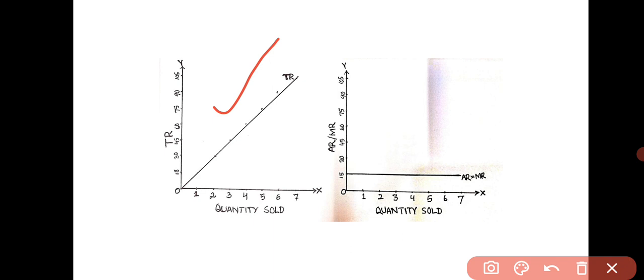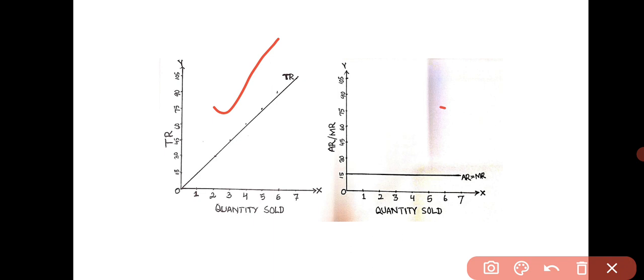It is an upward sloping curve from point O or zero point, and with the sale of every successive unit of the commodity, total revenue is added by rupees 15, and so this is the total revenue curve, which is an upward sloping curve.